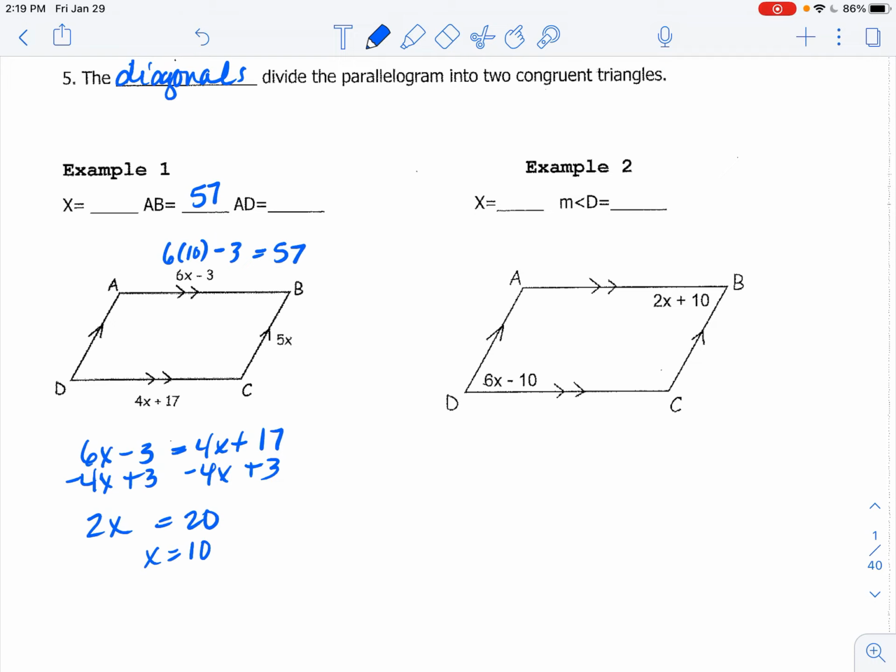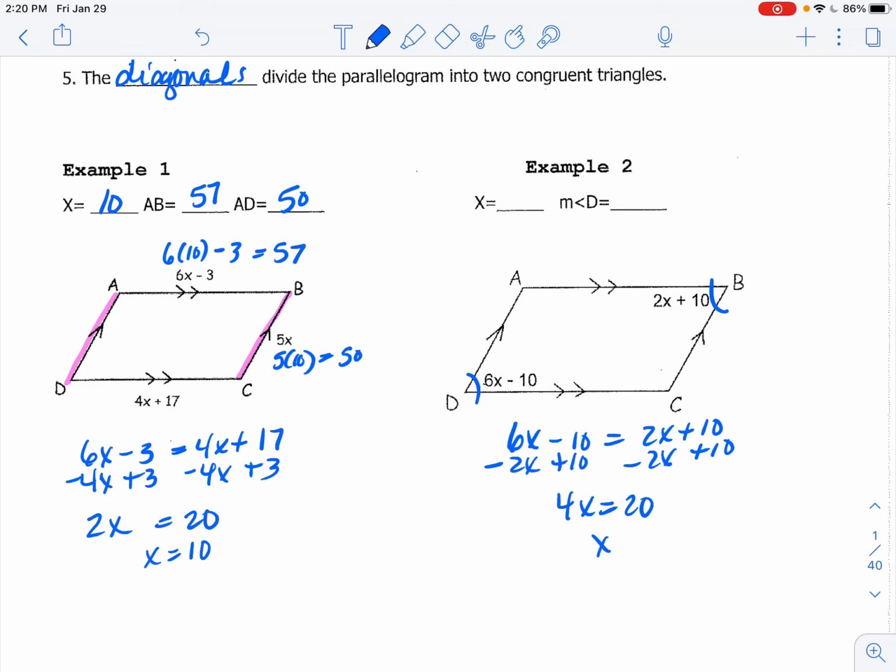AD is going to be the same as BC, and so I can substitute in the 10 for the x here, and we'll get 50. In example 2, we have opposite angles are congruent, so I'll set those equal and solve for x. Subtract 2x on both sides, add 10. So that's 4x is equal to 20, and so x is equal to 5. If I substitute in for my x, 6 times 5 minus 10, 30 minus 10 is 20. So this angle is 20 degrees, and my x was 5.